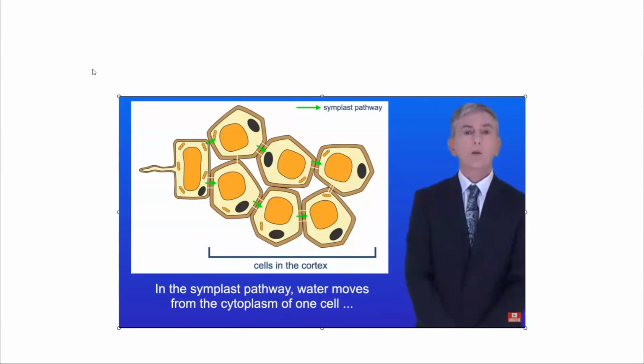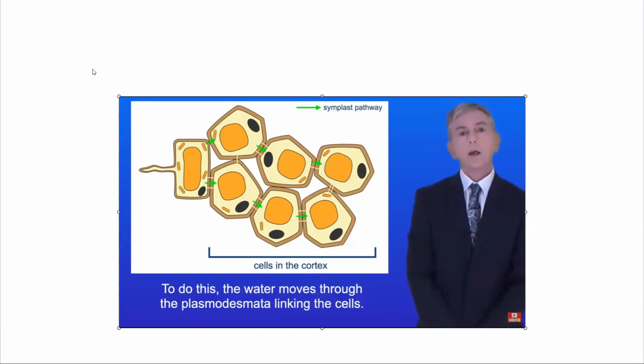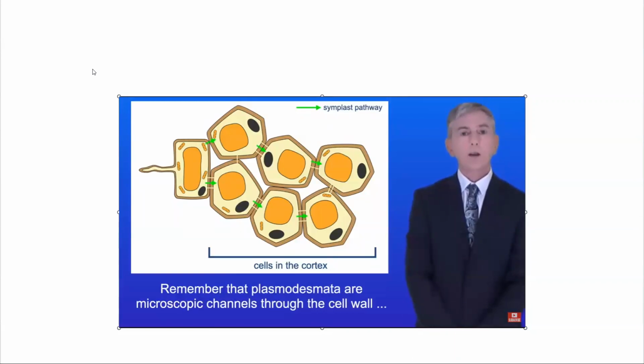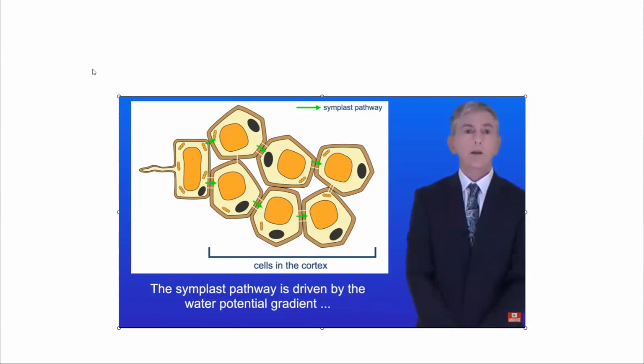In the symplast pathway, water moves from the cytoplasm of one cell to the cytoplasm of an adjacent cell. To do this, the water moves through the plasmodesmata linking the cells. Remember that plasmodesmata are microscopic channels through the cell wall, connecting the cytoplasm of cells. The symplast pathway is driven by the water potential gradient between the root hair cells and the xylem.